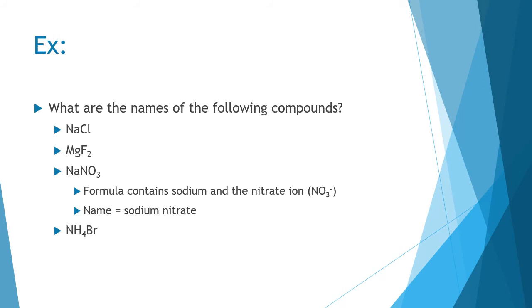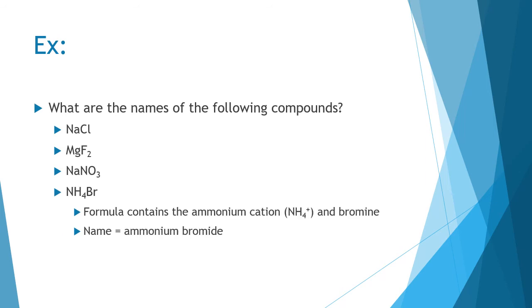Our next formula also involves a polyatomic ion. Look carefully and determine what is the polyatomic ion involved in NH4Br. NH4Br contains the ammonium cation, one of the few polyatomic cations we will encounter in this course, and bromine. We will need to change bromine's ending to make it bromide, but then the name for NH4Br would be ammonium bromide.